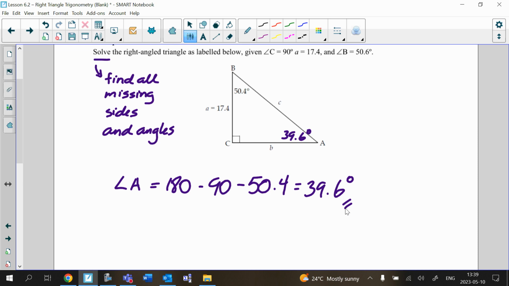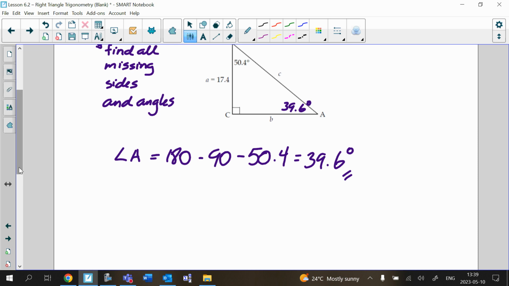What side do you want to find? Doesn't really matter. Let's find B. Well, how could we find B? There's all sorts of ways because I know both acute angles. Like I could say, if I use this angle, then the tan of 39.6 equals 17.4 over B. Or if I use this angle, I could say the tan of 50.4 is equal to B over 17.4. Both will give me the exact same answer.